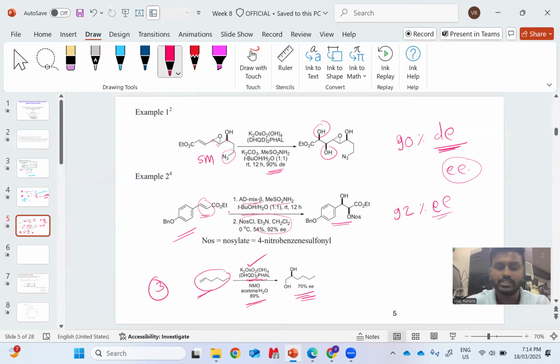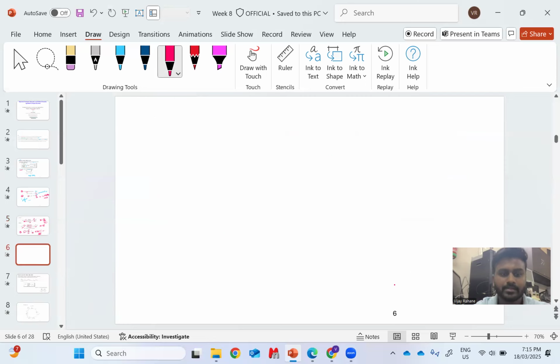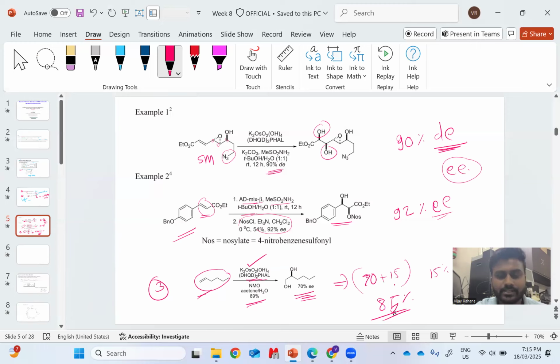Although the reaction goes in an asymmetric fashion, because the enantiomeric excess is 70%, it implies about 70 plus 50 over two, so about 85% of the product is formed as one enantiomer, and the other 15% is the other enantiomer. So these are some examples of dihydroxylation, and you can remember these examples, how the dihydroxylation occurs in this type of starting materials.